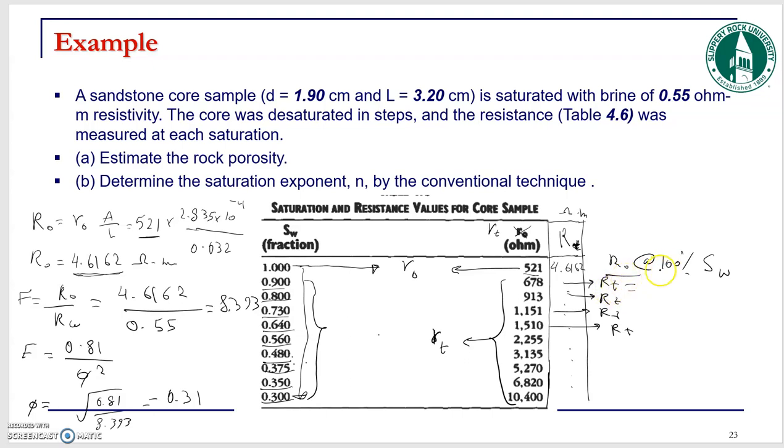uppercase, basically capital R_t, is equal to RT multiplied by cross-sectional area divided by length, which is 678, multiplied by the same cross-sectional area value that we used for RO, 10^-4, divided by 0.032, which in this case is equal to 6.007 ohm meter, right? So you have to do this for all these data points. Calculate all the RT values, right?